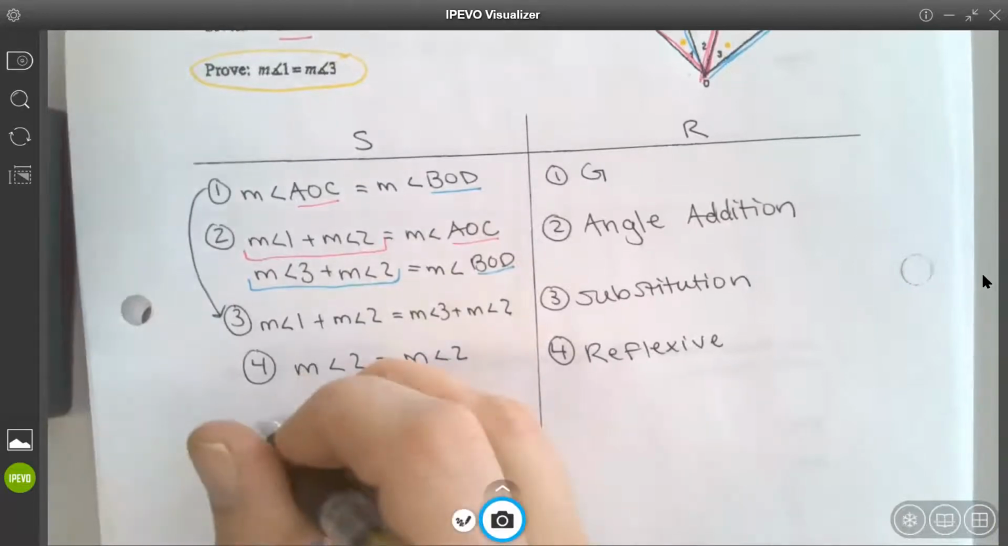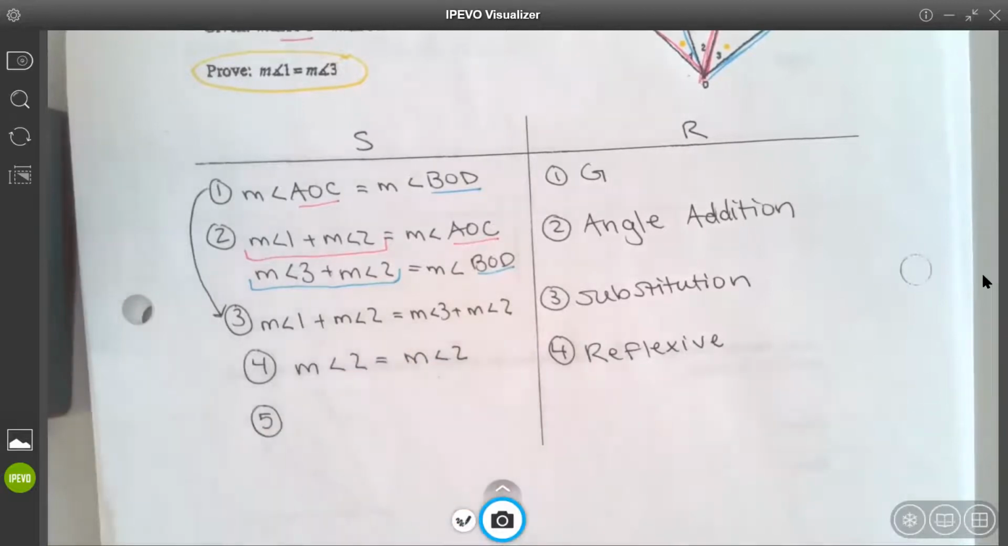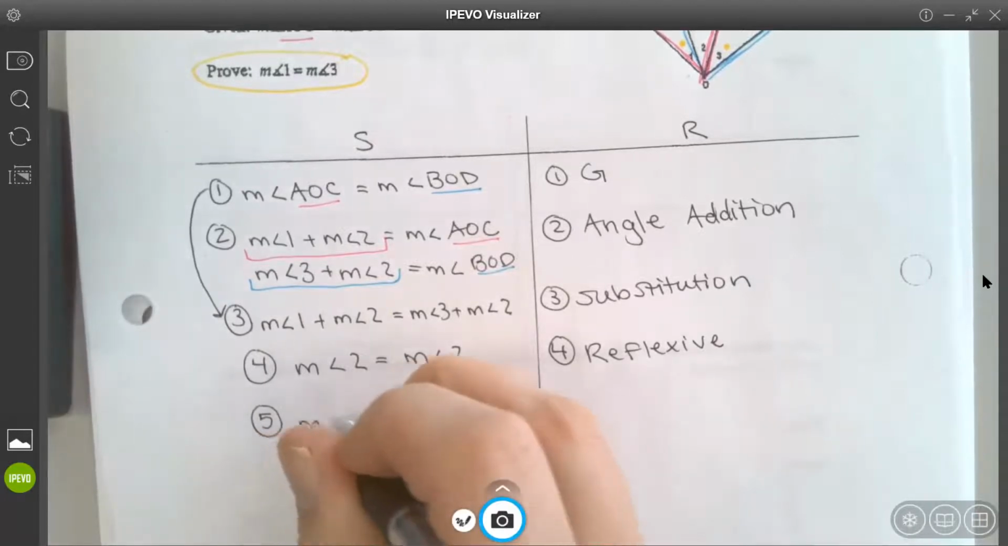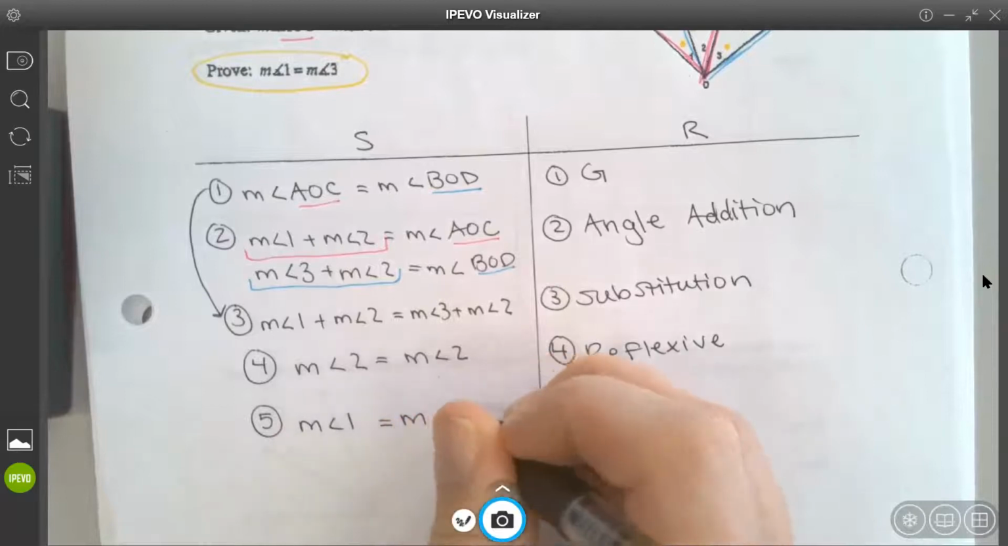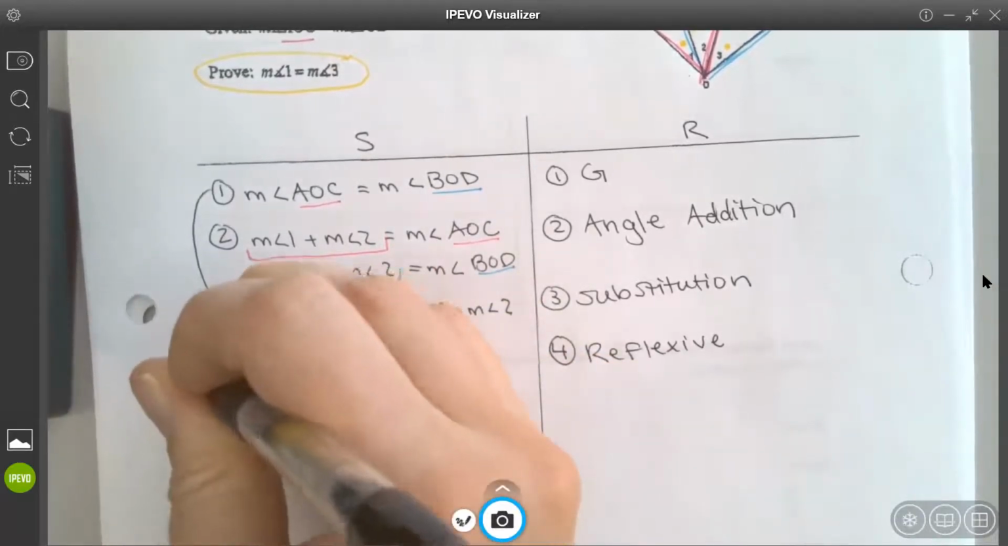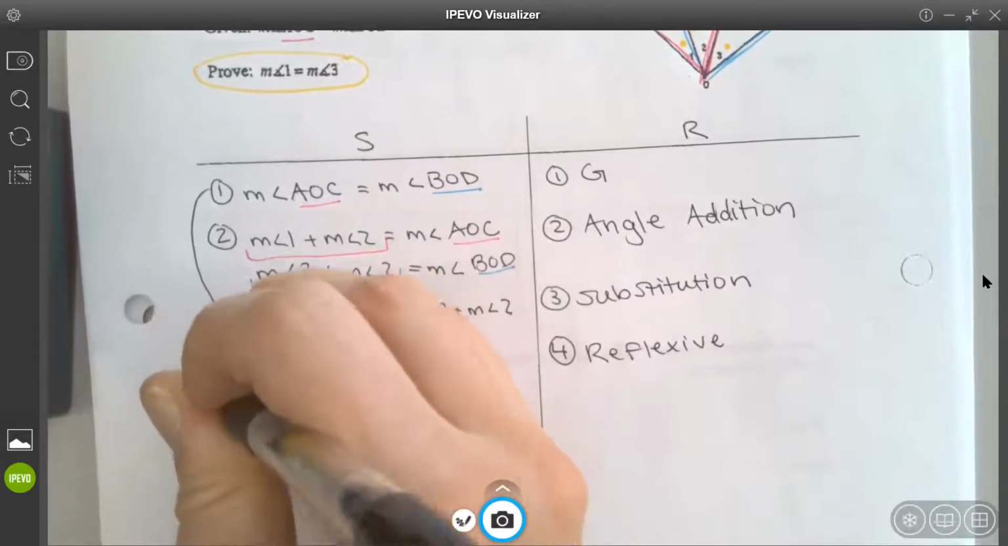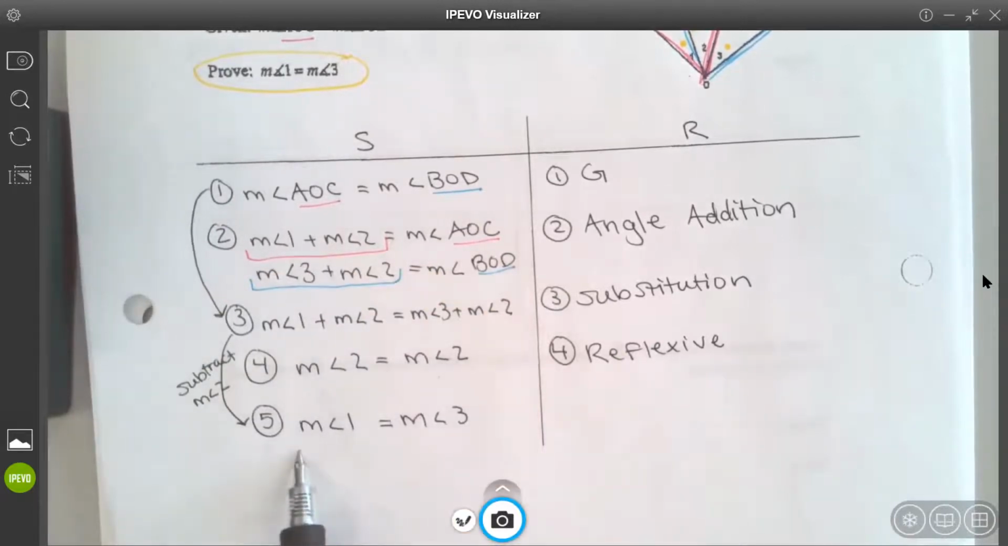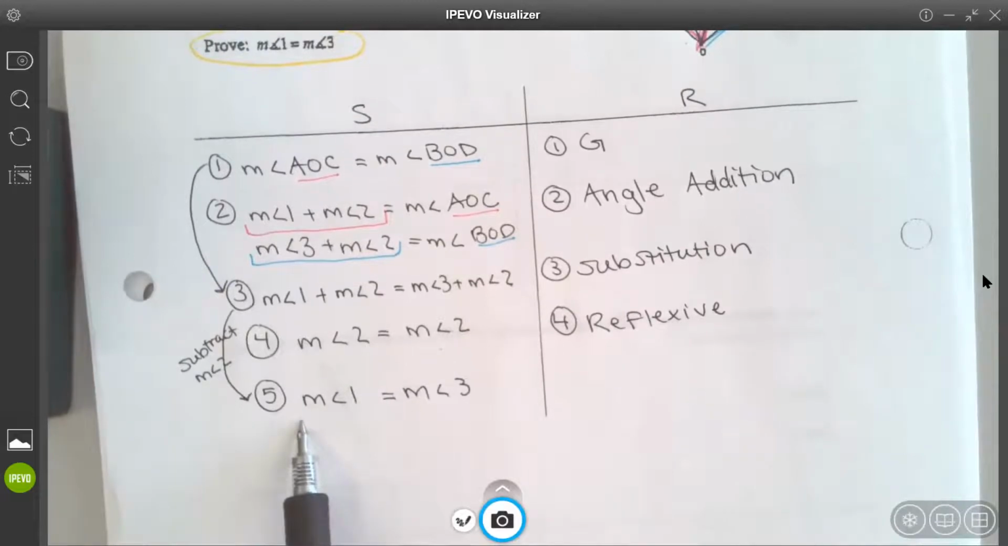So then I can now finish my proof, because if these are equal to each other, I can subtract and subtract, and I'm left with angle 1 equal to angle 3. What we did from here to here is we subtracted angle 2 from both sides.